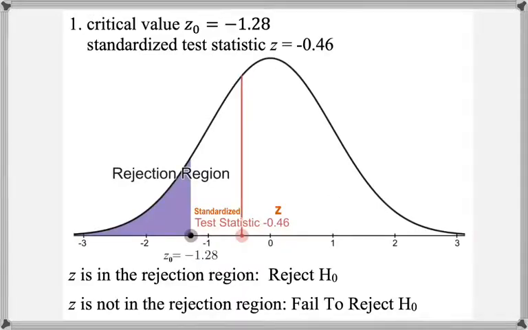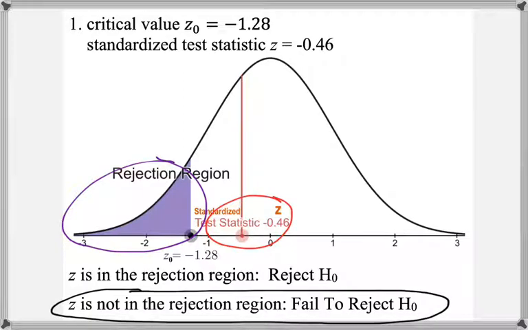On number 1, z0 is negative 1.28. So this is our rejection region. z is negative 0.46. So z is not in the rejection region. So we fail to reject the null hypothesis.